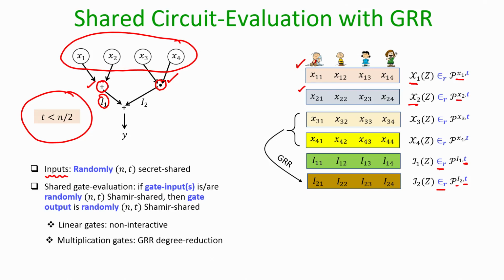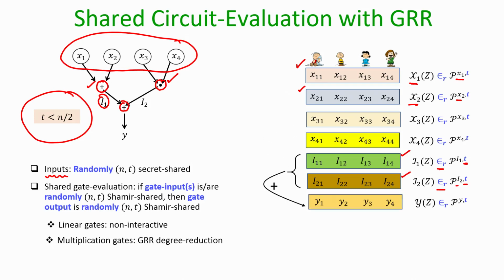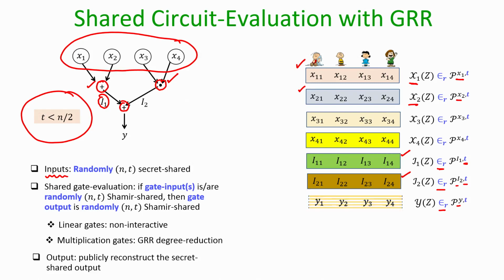Now, they go to the next gate in the circuit, which is this plus gate, which is a linear gate, and both the intermediate outcomes I1 and I2 are right now secret shared. So, the parties hold their respective shares of I1, their respective shares of I2. So, they just have to locally add their respective shares of I1 and I2, and collectively now they will obtain a vector of shares lying on a random t degree polynomial whose constant term is y. And after this there are no more gates. So, it is now time to publicly reconstruct the function output. So, the parties exchange their respective shares.